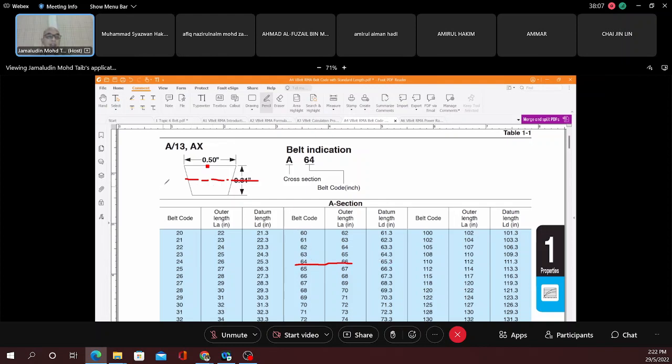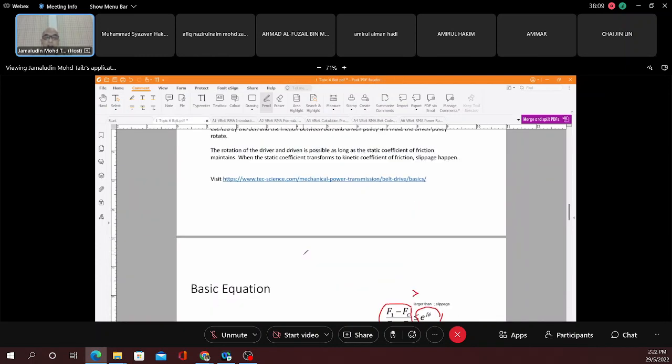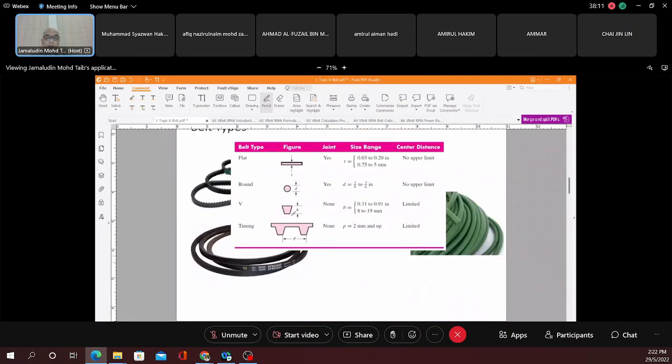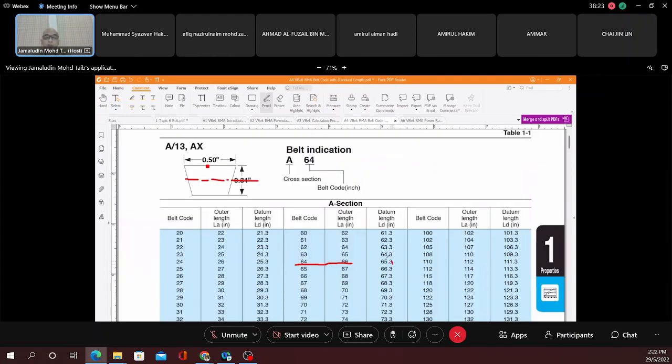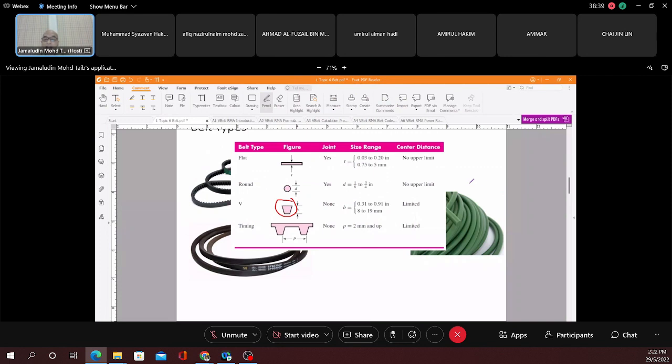Why does it say here that in the case of V-belt it is limited? We limit it because we cannot have any value. For example, we have a V-belt here. Let's say we choose this V-belt. Then all the configurations of the driver pulley, the driven pulley, and the center to center distance must follow this equation. That means all the configuration of the larger pulley, smaller pulley, and center to center distance relies on this information. That's what it means by limited here.